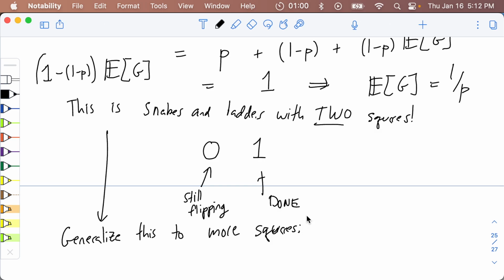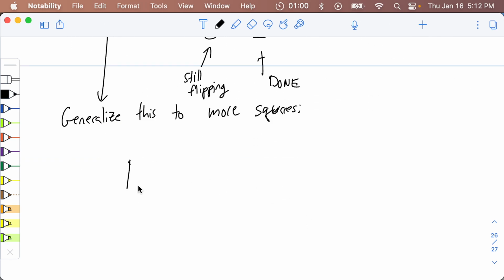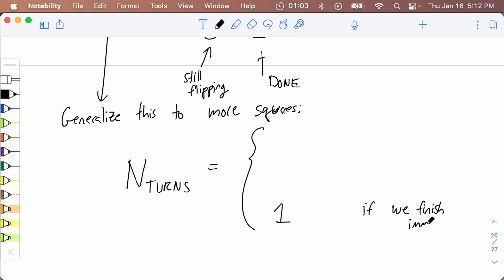This is the idea that's going to lead to our equation. Let's see if we can come up with an equation like this. I've got the number of turns, that's what I want in snakes and ladders. And what I did for g is I wrote it like this. I said, okay, with some probability you're done, you just flip it right away. So if we finish immediately, then it'll take one more turn.